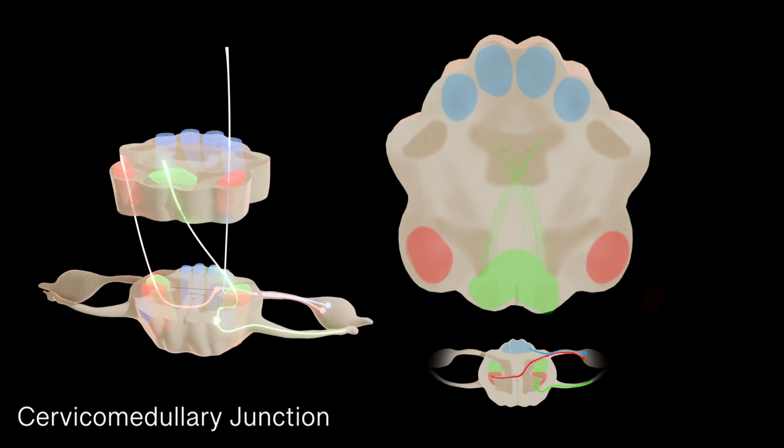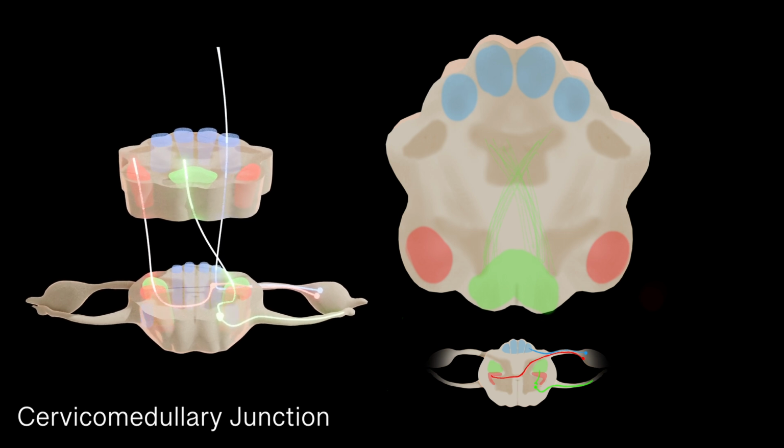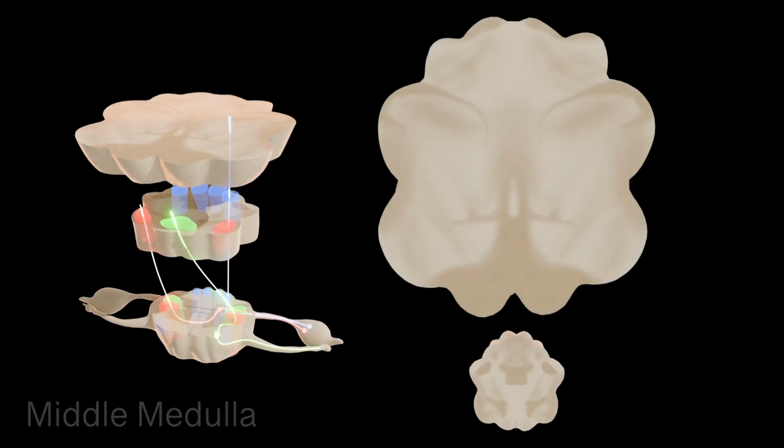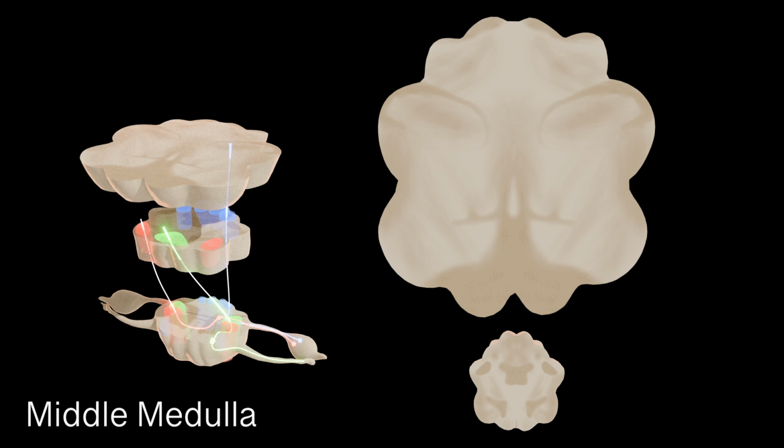Let's take a second to also acknowledge that by this point, that is, upon entering the brainstem, both our spinothalamic and corticospinal tracts have already crossed. Alright, moving up again, now we land in the middle medulla. Again, we'll be going over our major tracts first.